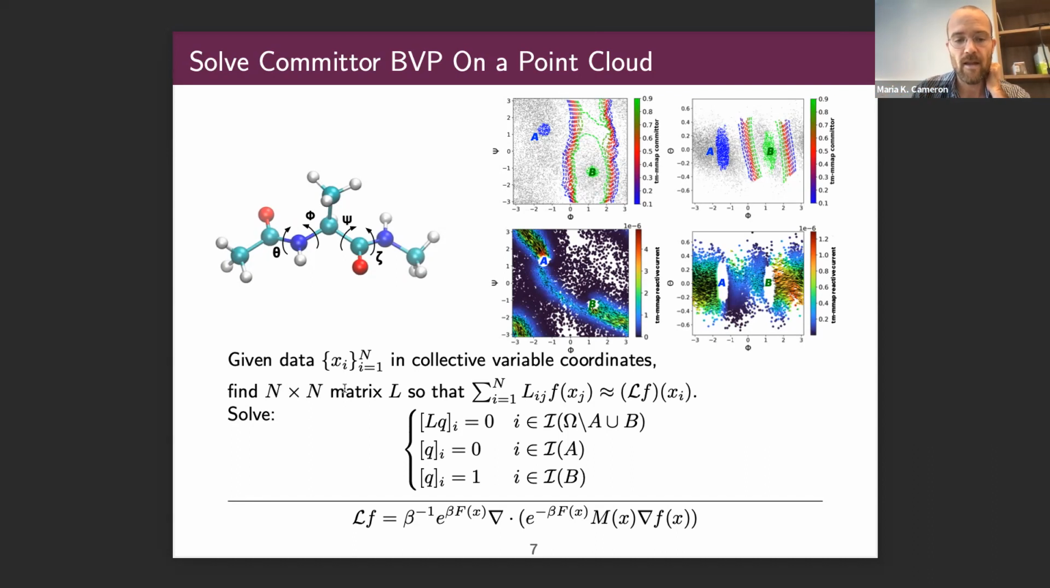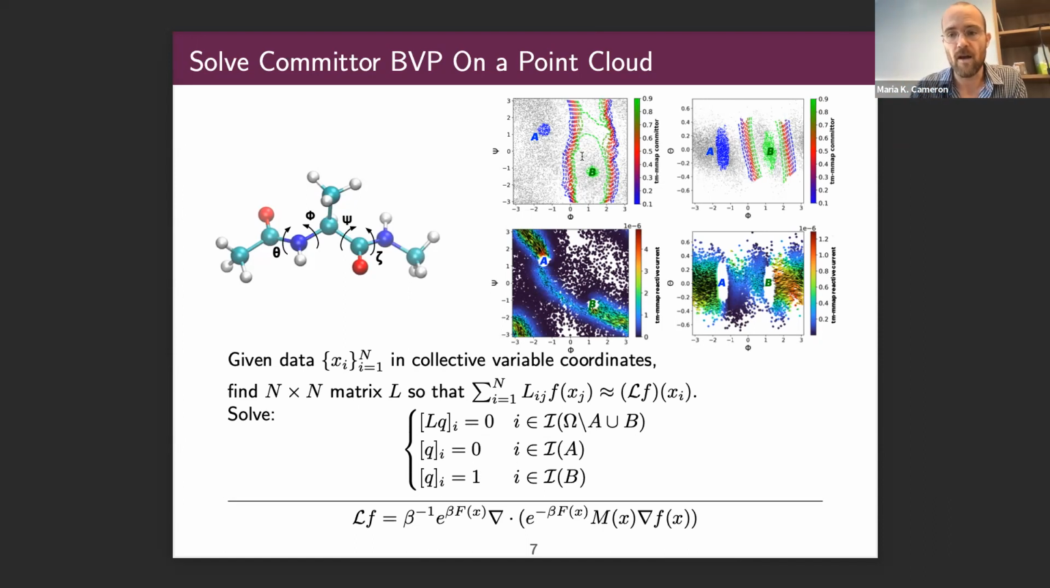The idea is that if we have a trajectory, we would like to find some sort of discrete generator matrix L, so that when we apply L to some function on the point cloud, we will get accurate, up to pointwise on this point xi here, what the continuous operator would have gotten. If we can find such a matrix, then we can solve this boundary value problem here, and then have a discrete representation of the committor on this point cloud.